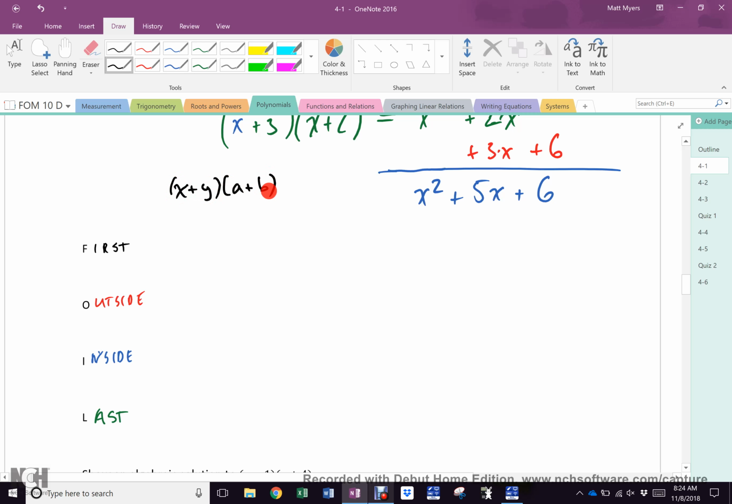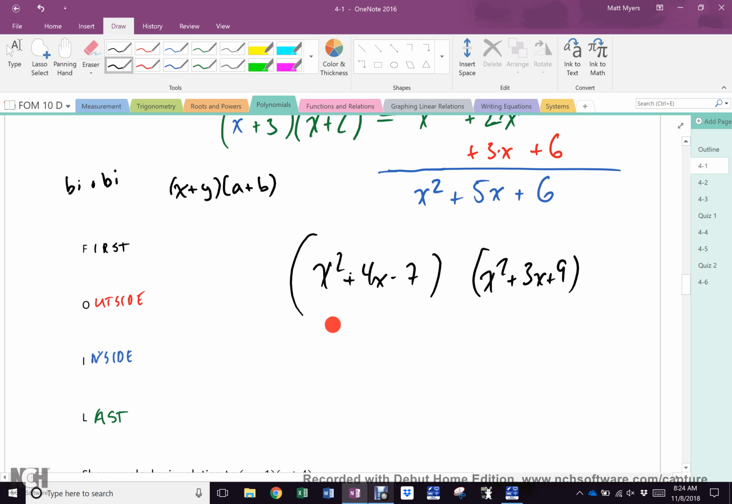Now, I don't like this because FOIL only works for x plus y and a plus b. It only works for binomial times binomial. So people get stumbly because you guys don't learn what's actually happening. You learn shortcuts. So when I write FOIL, everybody has no problem with it. And everybody, oh, first, outside, inside, last, I got it, I'm all up in it. Until I give you this question. X squared plus 3x plus 9 times x squared plus 4x minus 7. Now all of a sudden FOIL doesn't work. Because there is no first, outside, inside, last.